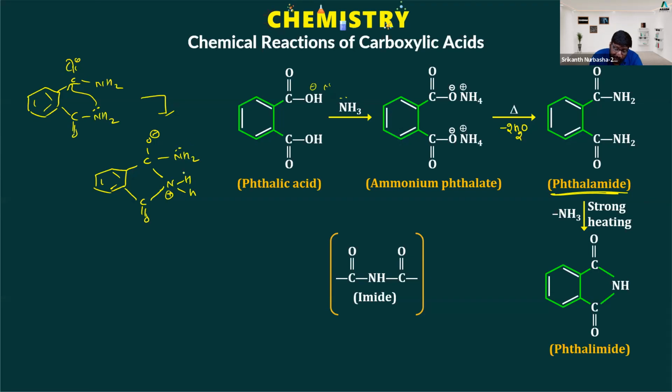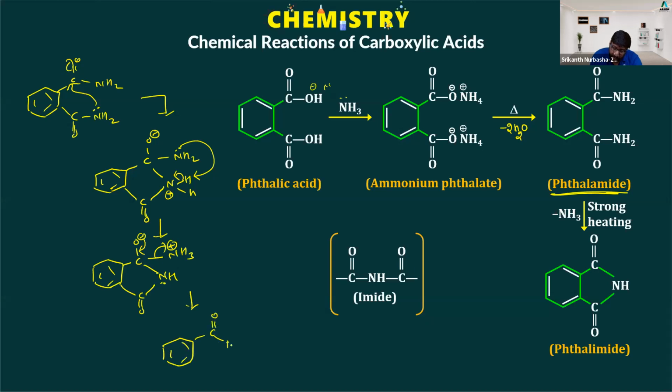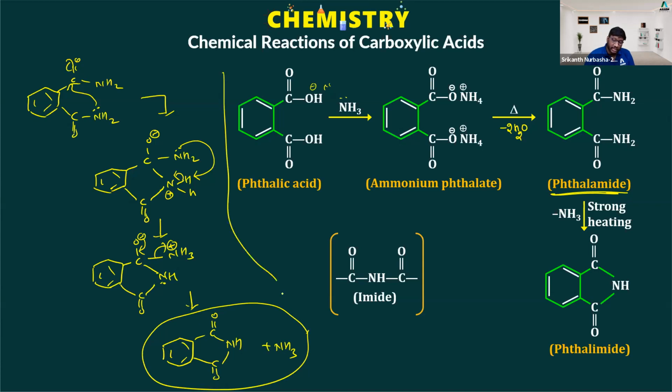We have one more NH2, right? So this can easily pick up the proton, forming C double bond O, CO minus, with NH3 plus on nitrogen. Then nitrogen regains the lone pair, the negative charge on oxygen comes in, and ammonia is lost, giving C double bond O, NH, C double bond O. This is how phthalic acid to phthalimide can be obtained. This was the mechanistic approach.